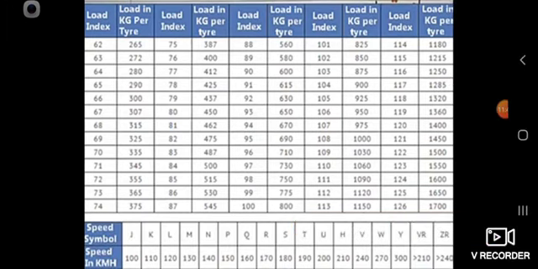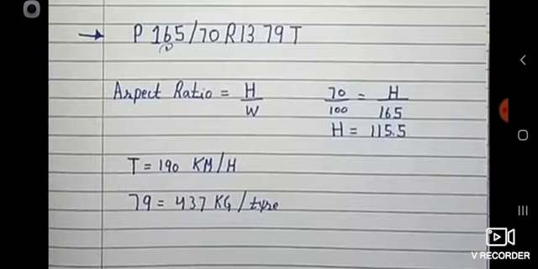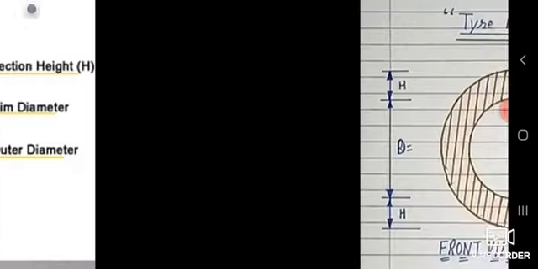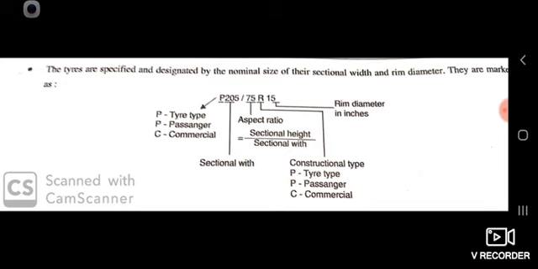Okay, so this is the small introduction of a tire designation. I hope this will be helpful to you to find out the tire designation, as well as to write the answer in the particular examination.